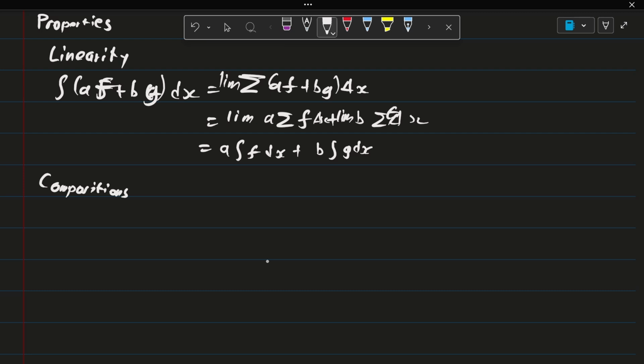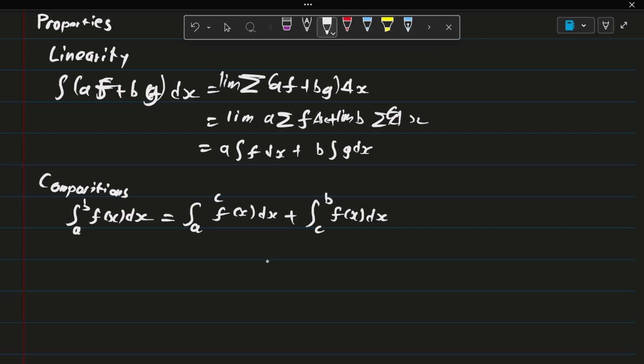So the way that we'll actually discuss compositions is, if we have the integral from a to b of f(x) dx, this will be the same thing as taking the integral from a to c of f(x) dx plus the integral from c to b of f(x) dx.